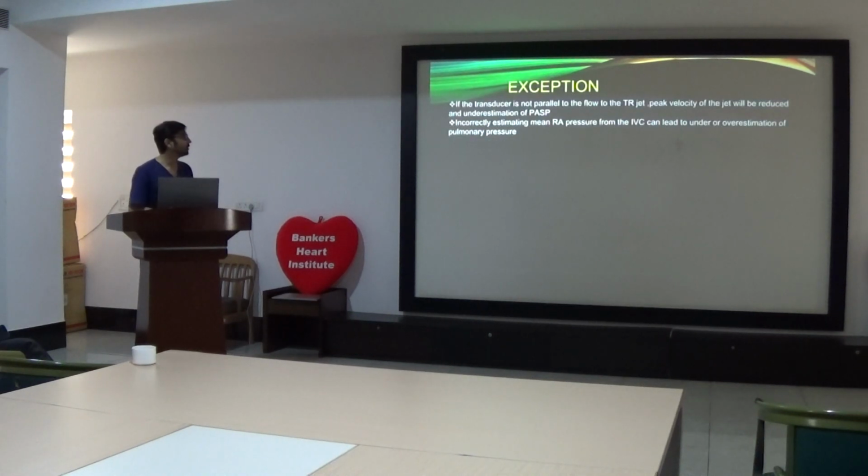So what are the exceptions? If the transducer is not parallel to the flow of the TR jet, the peak velocity of the jet will be reduced and there will be underestimation of the RV systolic pressure. Incorrect estimation of mean right atrial pressure from the IVC can lead to underestimation or overestimation of the pulmonary pressure. These are subject to variation. If we do not correctly measure the jet or alignment, this gives underestimation or overestimation.